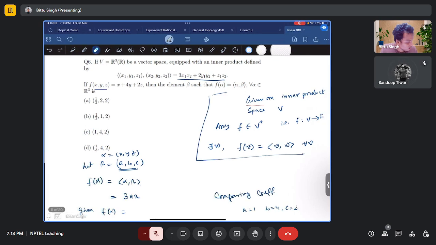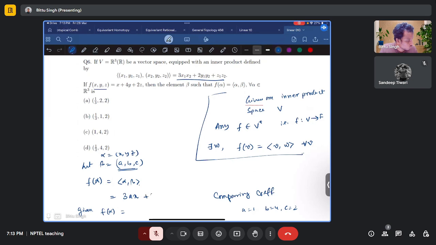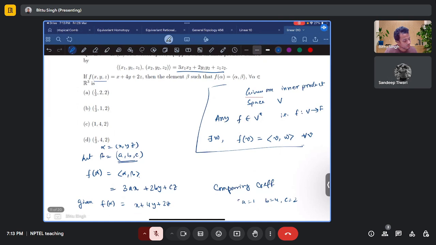So the inner product is 3ax plus 2by plus cz. But this is the same as x plus 4y plus 2z. So comparing coefficients, we have 3a equal to 1, 2b equal to 4, c equal to 2. That is a equal to 1/3, b equal to 2, c equal to 2. So (1/3, 2, 2) is the answer, and A is the correct option.